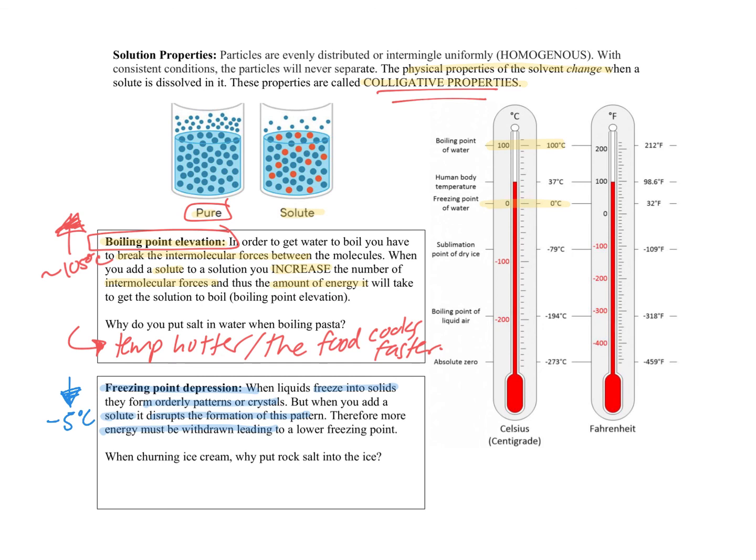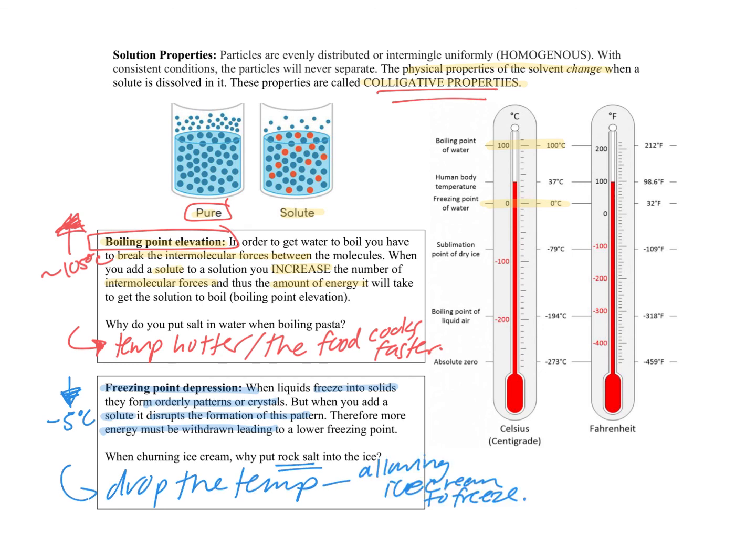So this happens when you make homemade ice cream. You've got to have rock salt you put on the ice. Well, by doing that, you're going to drop the temperature. And then that will allow your ice cream to freeze. So if you notice, whether it's a boiling point or freezing point, both numbers have gone in the opposite direction. So if we're using the example of water, water is going to stay a liquid longer when you add a solute into it.